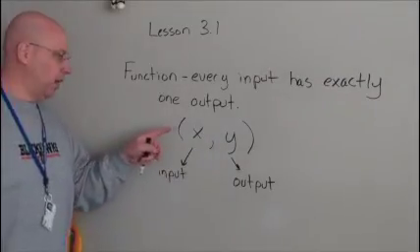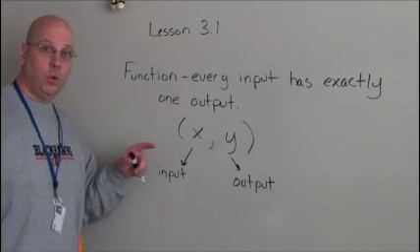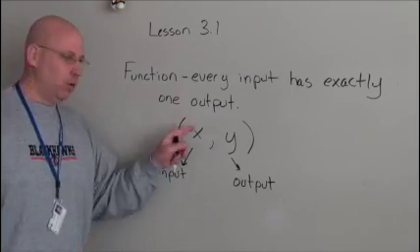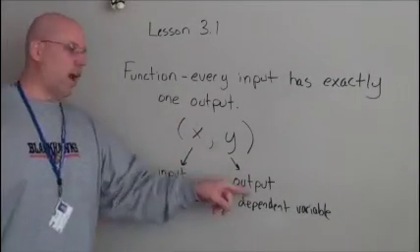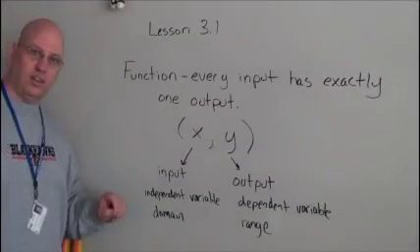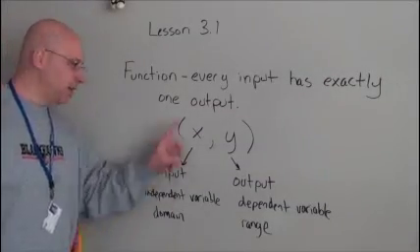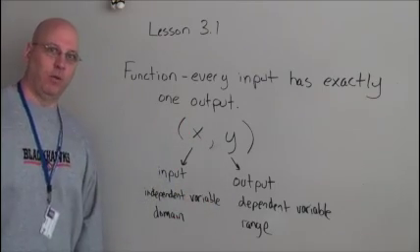Here I have an ordered pair. X is first and Y is second. In an ordered pair, X is your input, Y is your output. Your X values are also called your independent variables, while the Y values are called the dependent variable. X values are also called the domain, and all your Y values are called the range.